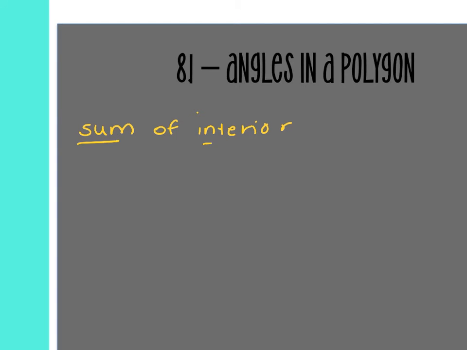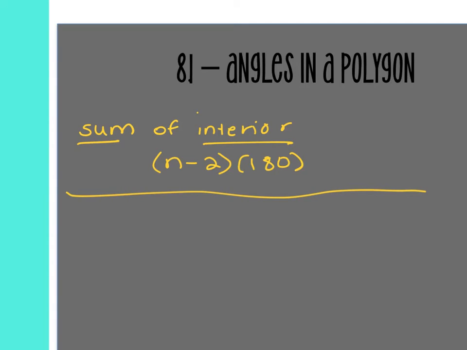Keywords there being sum, and interior is n minus 2 times 180. Hey, where is it? This is on the module under where it says test and review.